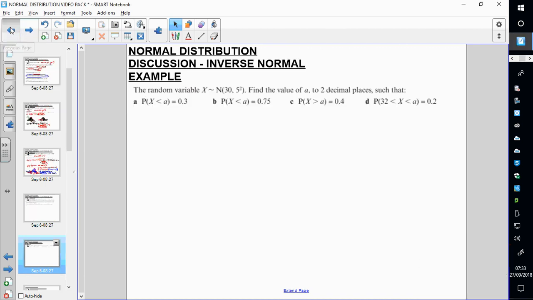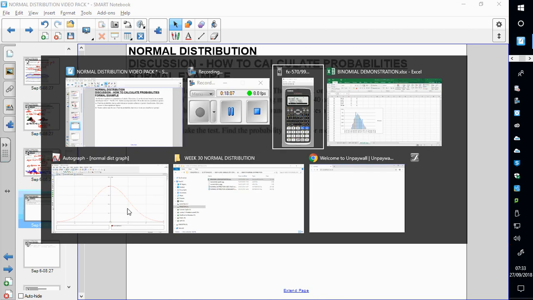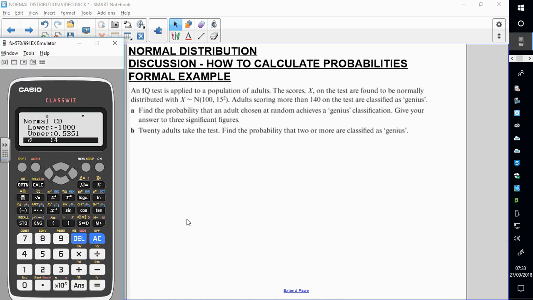Okay, nearly there. So just do 1 more example together then, and then that's the end of this video. So it says an IQ test is applied to a population of adults. The scores X on the test are found to be normally distributed with N being 100. Right, okay, so remember for normal distribution, the bigger the N, the better it is, okay? Because as you can see, it's just a glorified histogram in a lot of ways. So we know mean is 100 and standard deviation is 15, okay, with variance 15 squared. Adults scoring more than 140 on the test are classified as genius. So find the probability that an adult at random achieves genius classification.